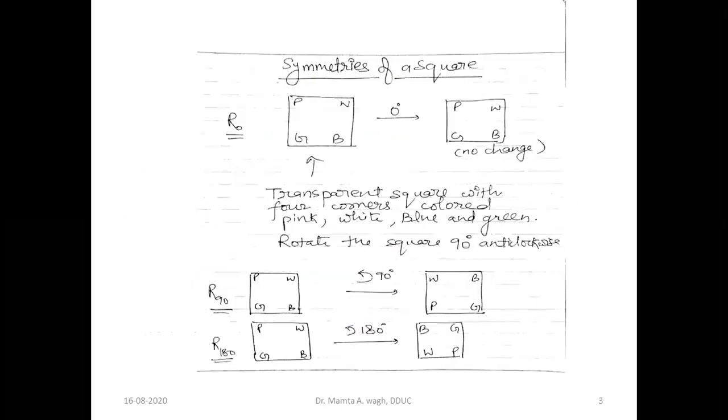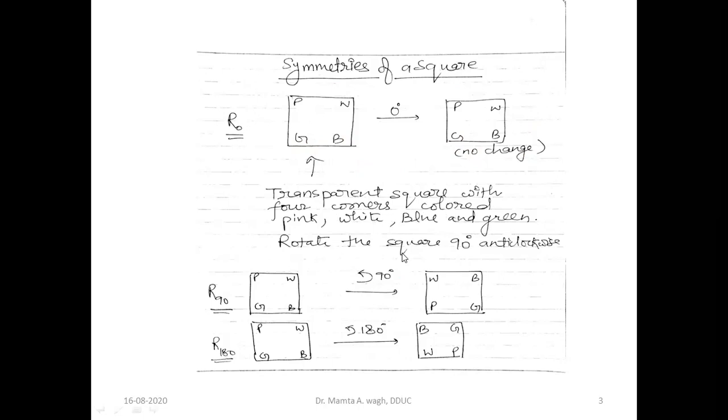So let us see here. This is a transparent square, and I have colored it with pink, white, blue, and green. These denote the colors on this square. R0 denotes that we are rotating this square 0-degree anti-clockwise. When I rotate it 0-degree, there is no change. The position is the same. Green is at its same position, similarly blue, white, and pink. There is no change in the position.